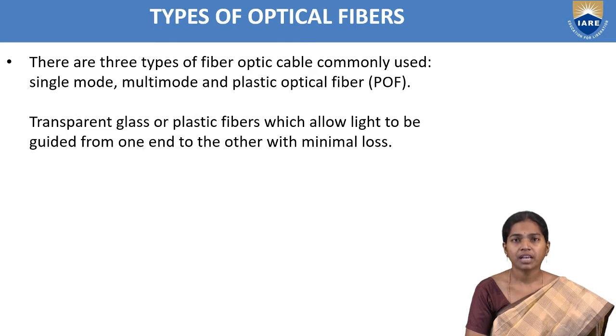Transparent glass or plastic fibers allow light to be guided from one end to another with minimum loss. So we are transmitting data with the use of optical fiber. The losses are very less.